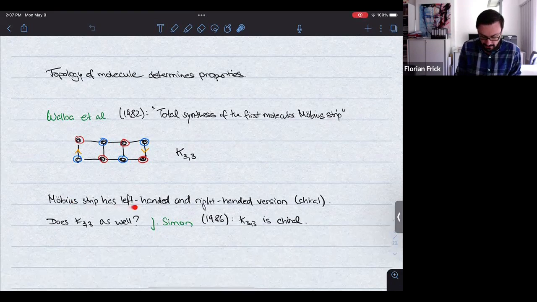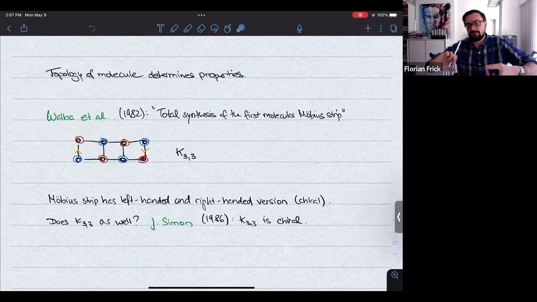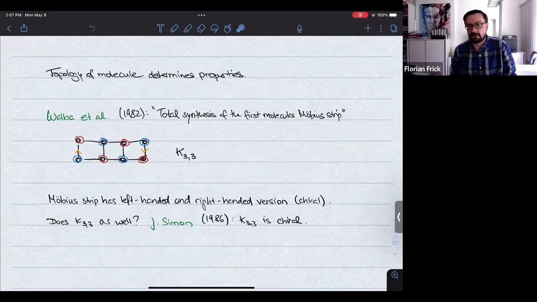Now, a Möbius strip has a left-handed and a right-handed version, depending on whether you twist this way or that way. These two Möbius strips are different, right? That's what people call chiral. It's chiral. It has a left-handed and a right-handed version.